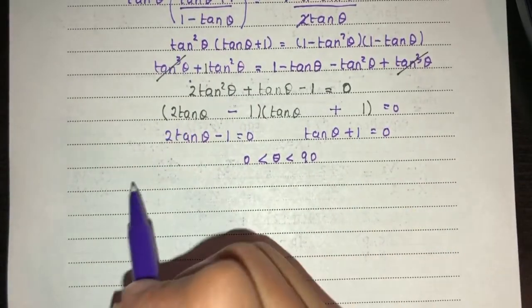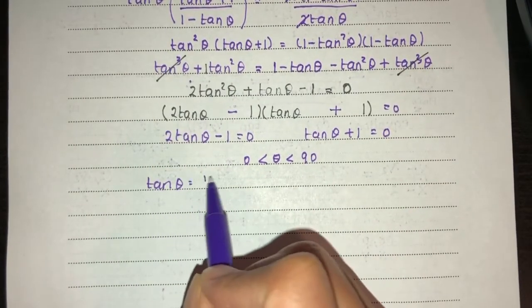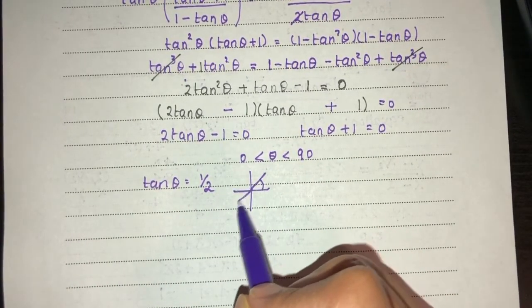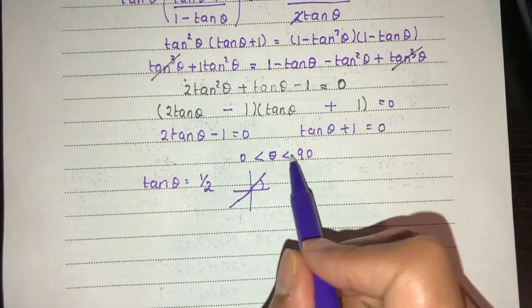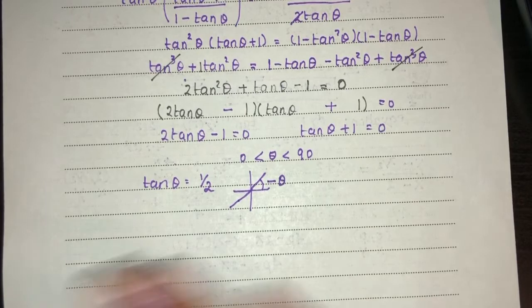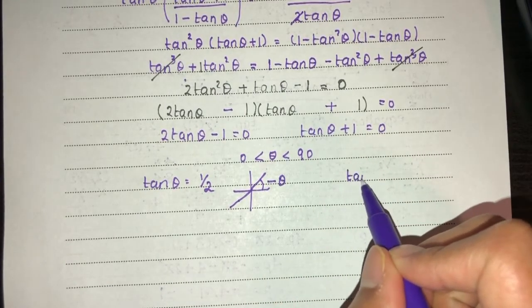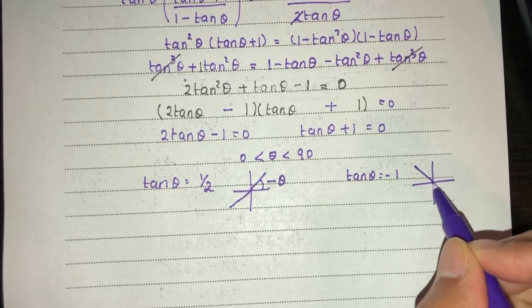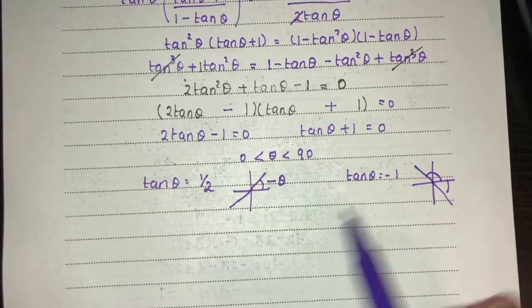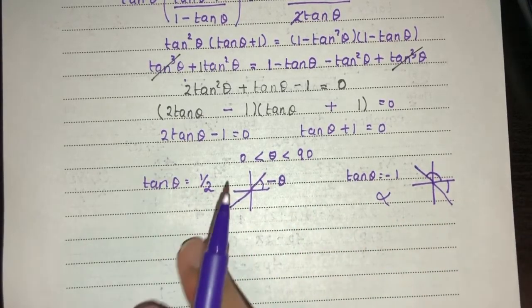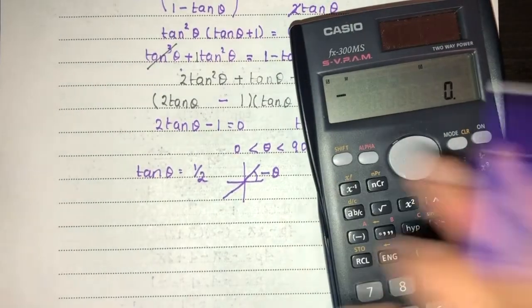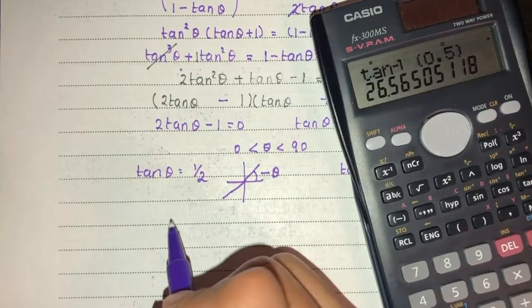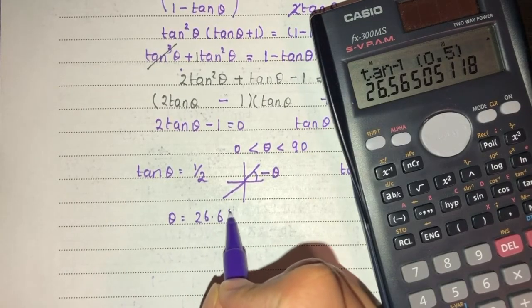So this one will be tan theta is equal to half. Since it is positive, it will be in your first quadrant and your third quadrant. We don't need the third quadrant because we only need the one in the first quadrant. Now for this one, tan theta will be minus 1. For a negative value, it will be in your second quadrant and your fourth quadrant. So we don't need this value, and we don't need to calculate it. We only need this one. Now tan inverse of 0.5, in degrees, that will be 26.6 degrees. So theta will be 26.6 degrees.